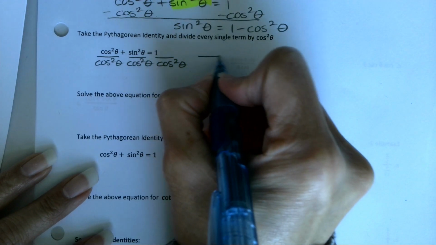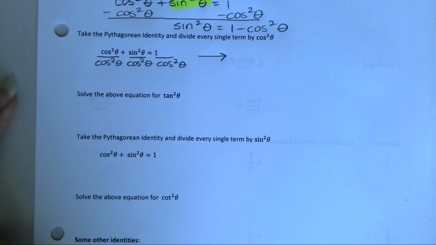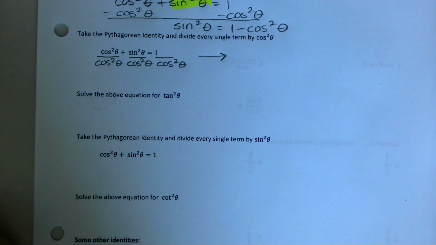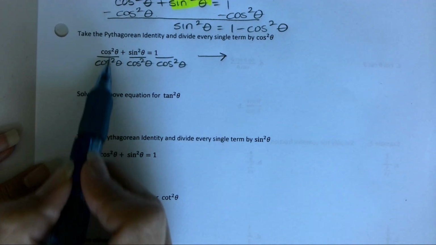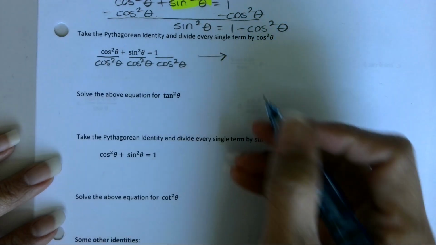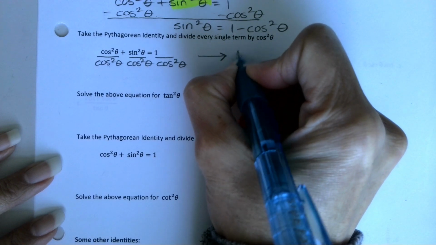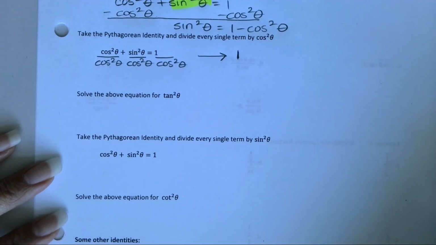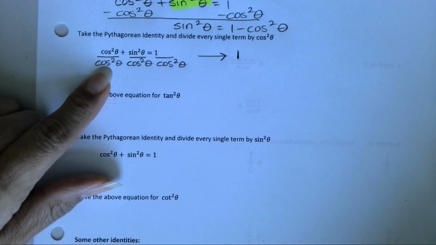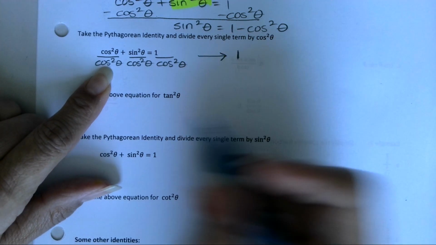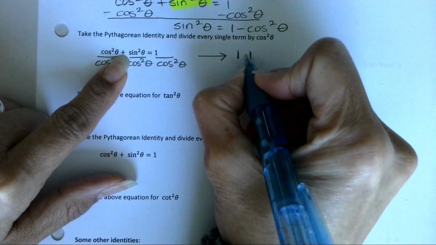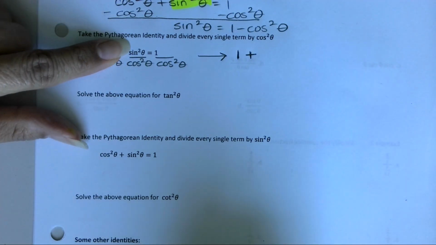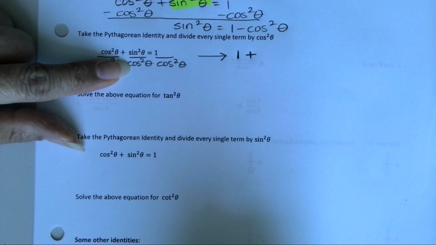So I'm going to draw an arrow here because we're about to square off the answer to this next boxed Pythagorean identity. When you divide 2 terms that are identical, you always get a 1. 10 divided by 10 is 1. 5 divided by 5 is 1. Cosine squared divided by cosine squared is 1. So that 1 comes from this. Then there's a plus sign, and then sine squared divided by cosine squared.